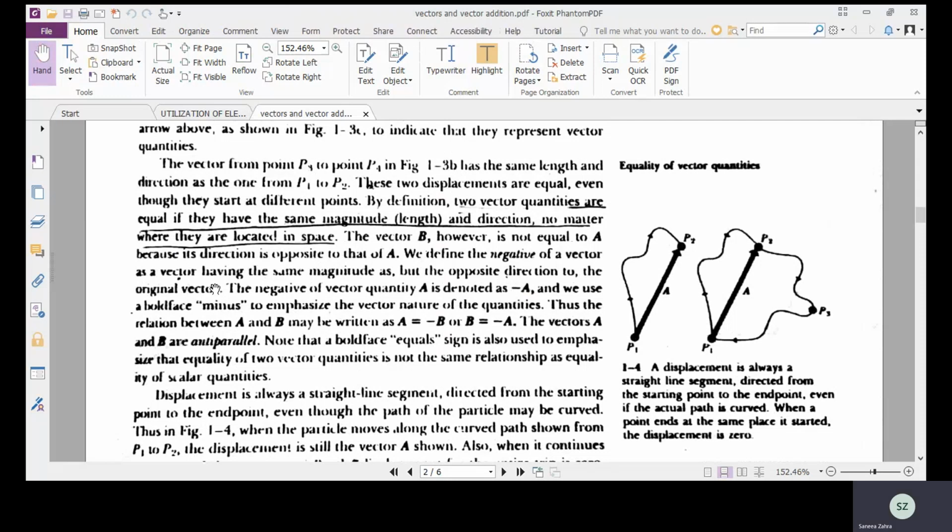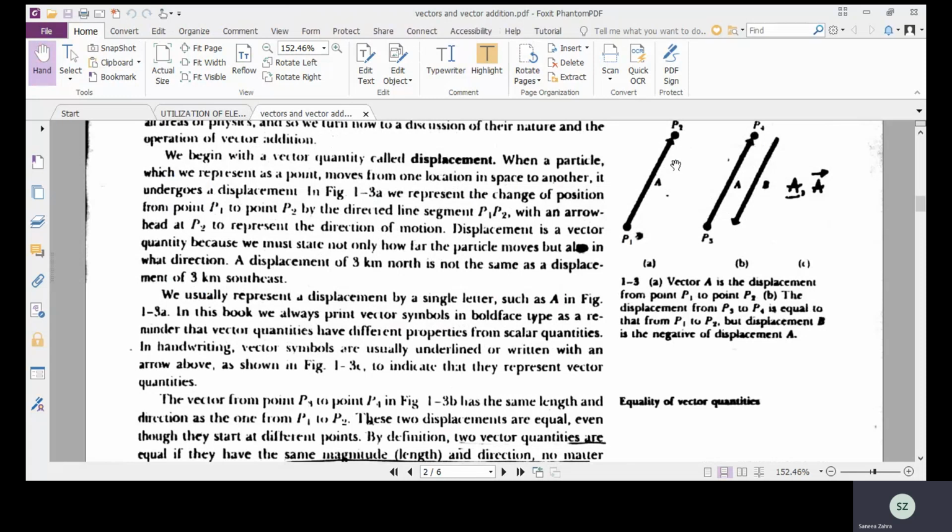See, we are comparing two vectors. Rather, we are comparing three vectors. One vector was P1 to P2 as A, then P3 to P4, which I also named as A, and then a vector B.